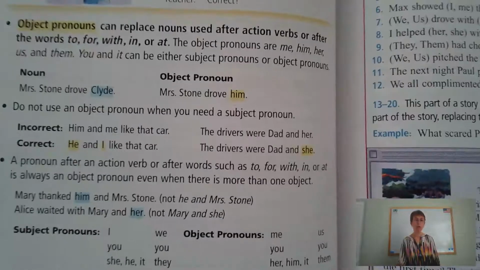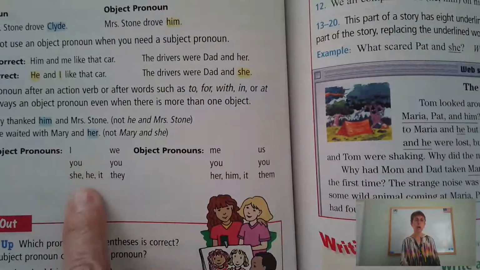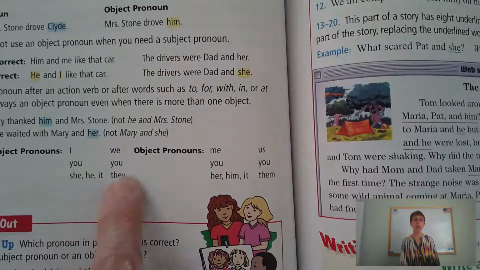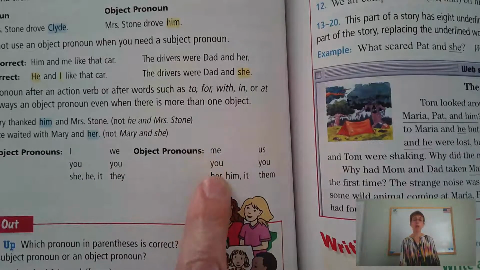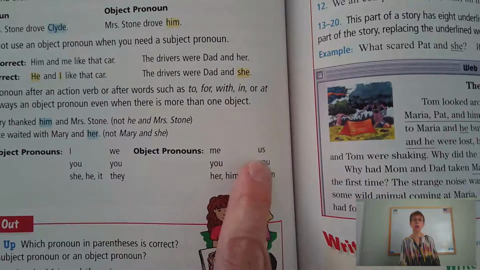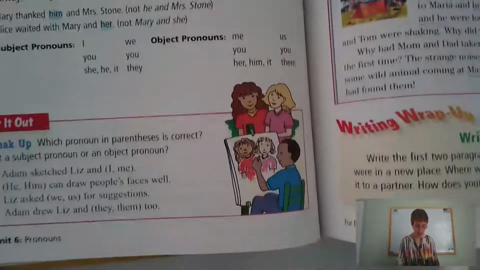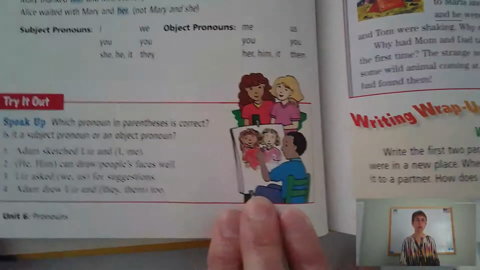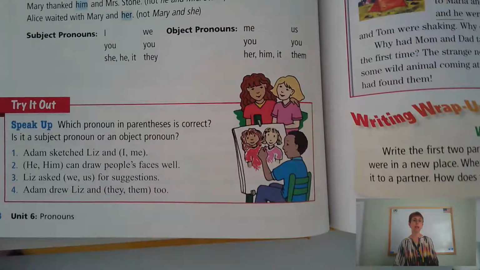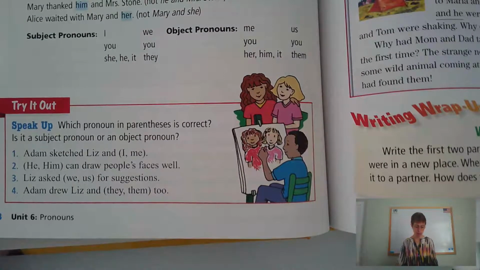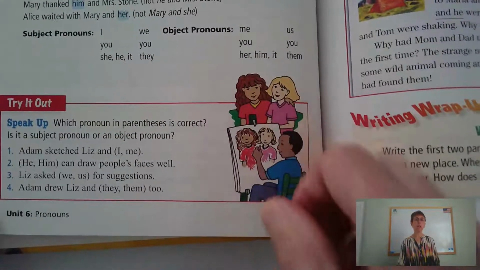Okay, then it's listed for you, a list of the subject pronouns, I, you, he, she, and it, and we, you, and they, and your object pronouns, me, you, her, him, it, us, you, them. All right, let's take a look down here in the try it out. Which pronoun in parentheses is correct? Is it a subject pronoun or an object pronoun?